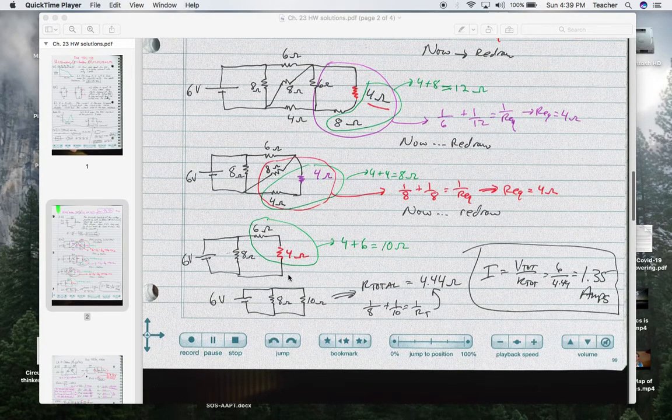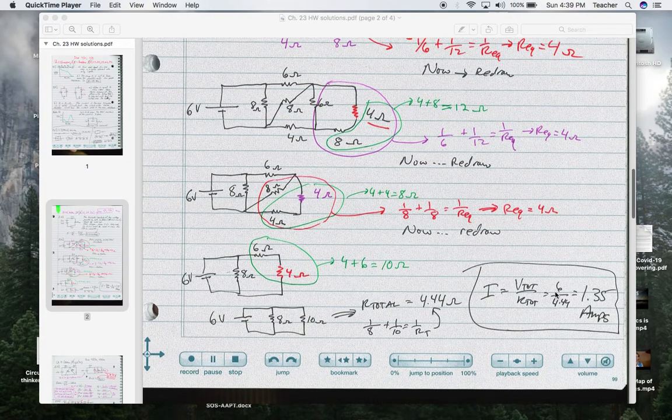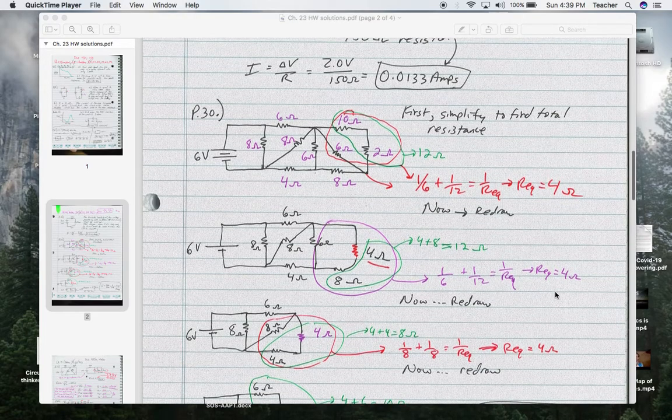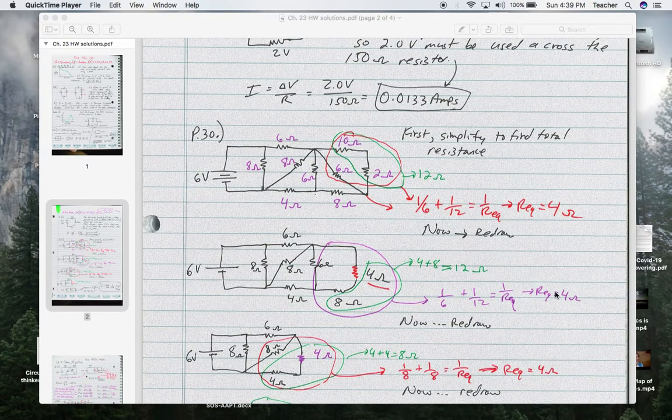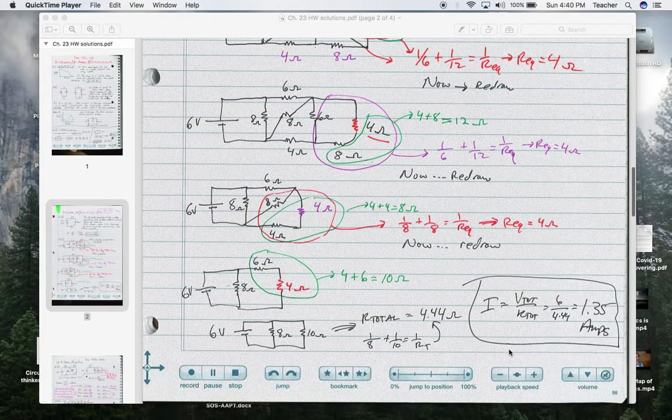So I redraw again. 4 ohms and 6 ohms is 10 ohms. They're in series with each other. That 10 ohms is in parallel with this 8 ohm. So I get my equivalent resistance of 4.44 ohms. 6 volts divided by 4.44 ohms is 1.35 amps. So if you notice, I'm not trying to skip steps. I'm trying to handle things quite methodically. And it took a while, and it took me several different diagrams, but I'm pretty confident in that answer.